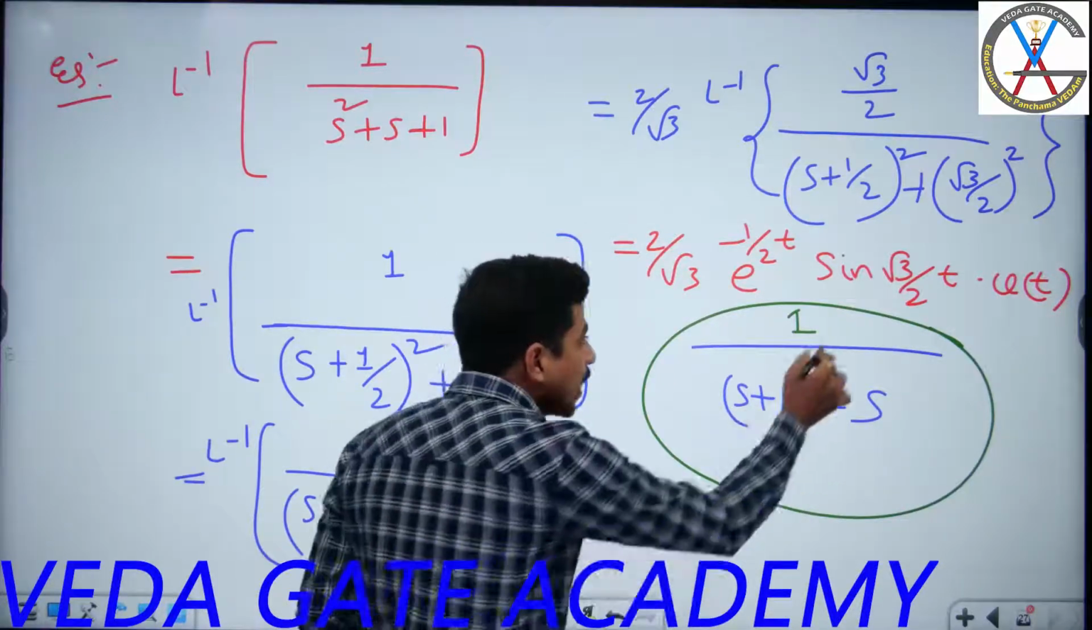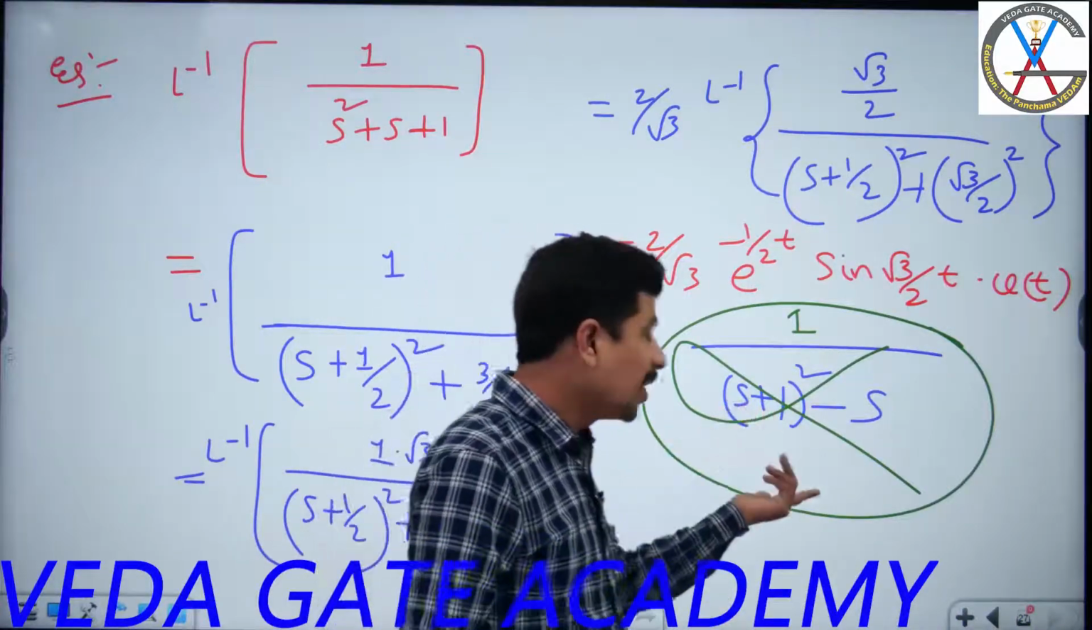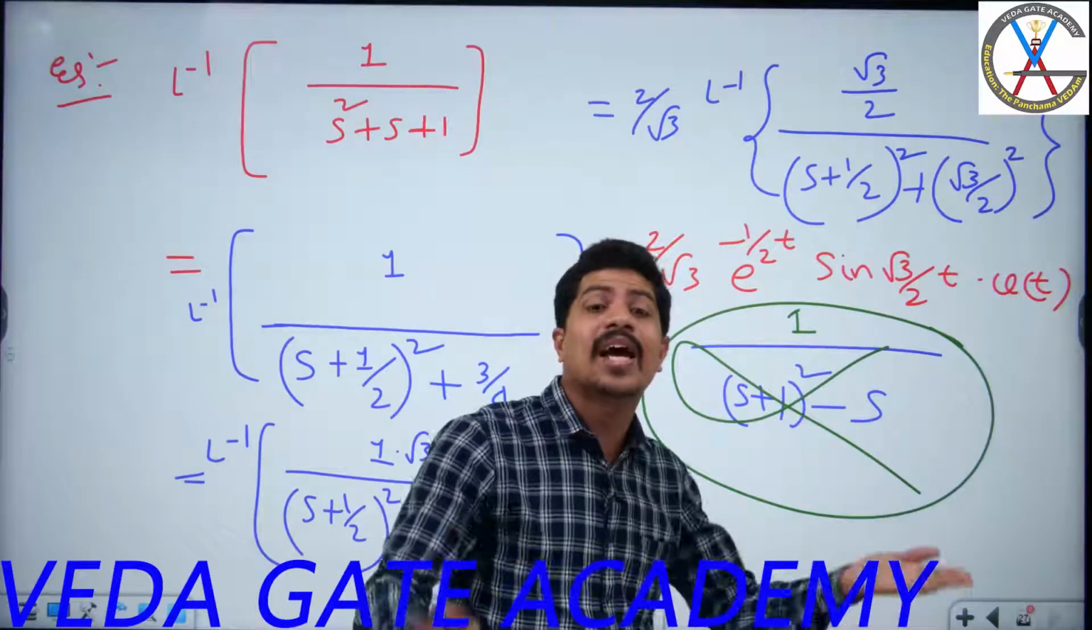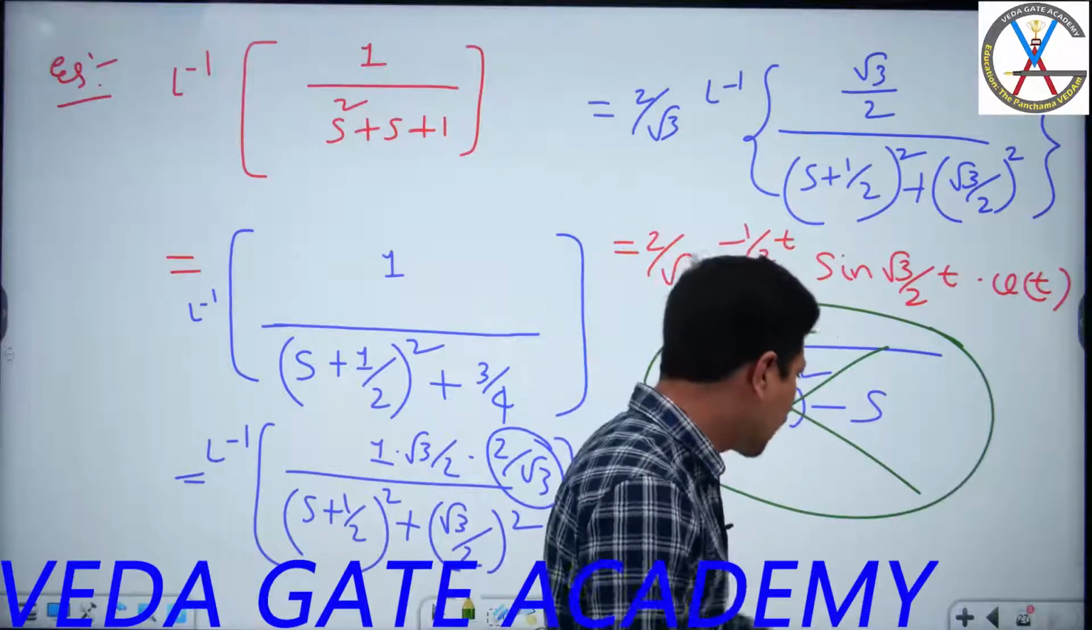No. So taking b equal to 1 is foolishness, because here there is no b. If you take b equal to 1, you'll get s plus 1 whole square minus s. This type of standard formula we do not have to get the inverse Laplace. So in this way we can get it very easily.